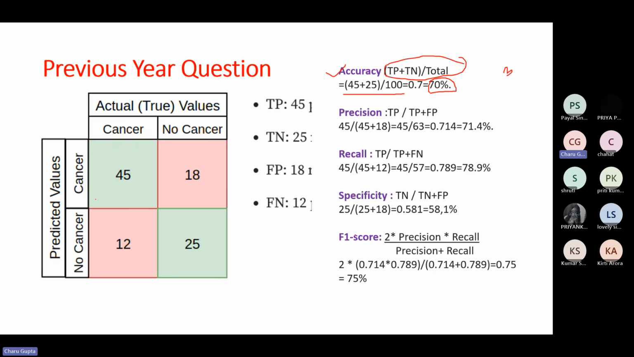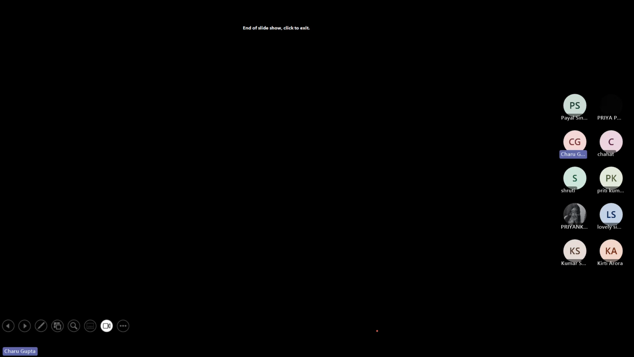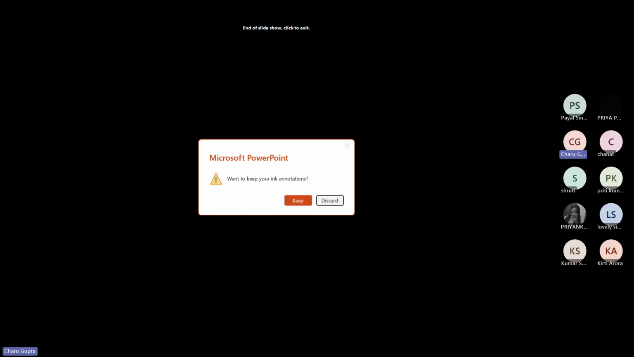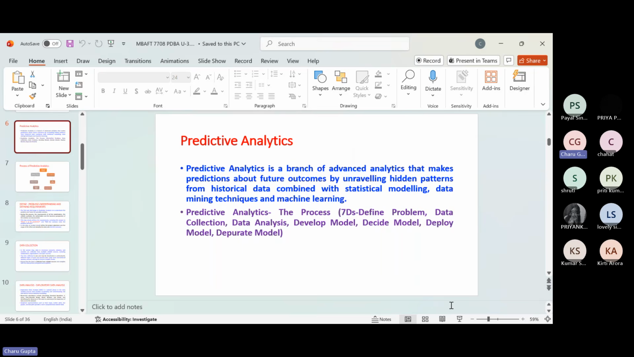I hope you all have done it. With this, we finish off unit number 3. We have covered till now unit number 1, 3, and 4. And now we'll start with unit number 2.